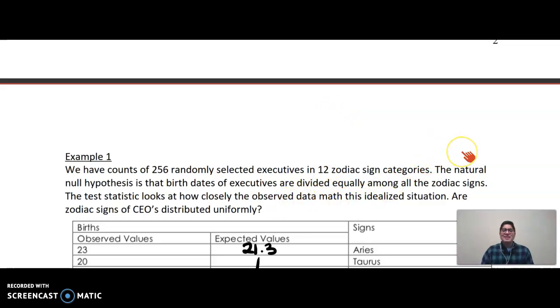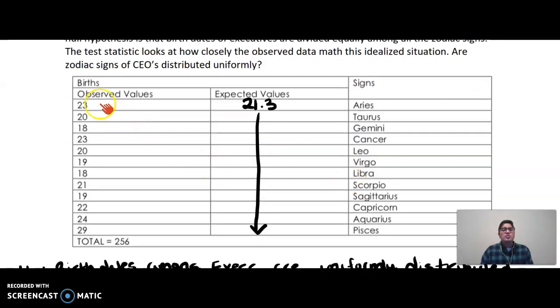But how closely the math is idealized in this situation. So do we have evidence to believe that these zodiac signs do occur equally, or that they are uniformly distributed, because we say they are divided equally? So here is what actually happened.